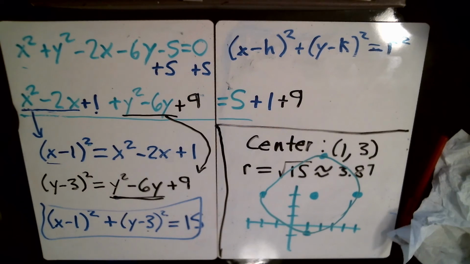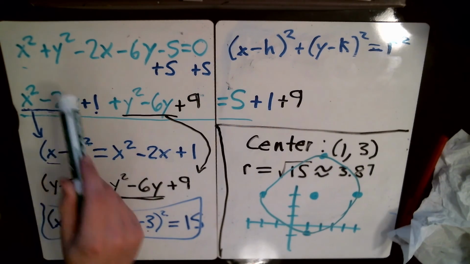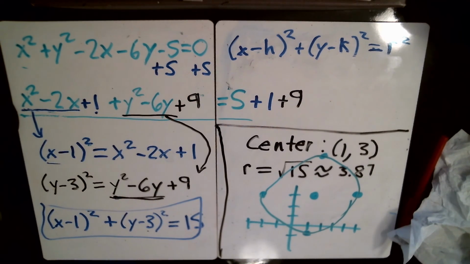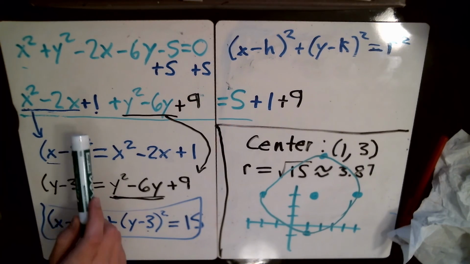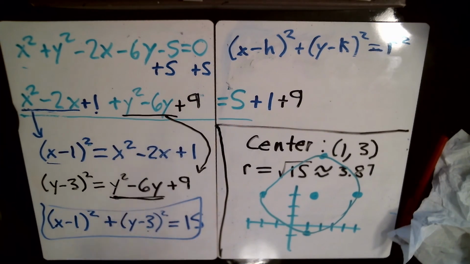Okay? So what you have to do when the equation isn't in a nice form, like the one we're used to, is convert it to that form, which basically involves completing the square 2 times so that you can get your answer. Okay?